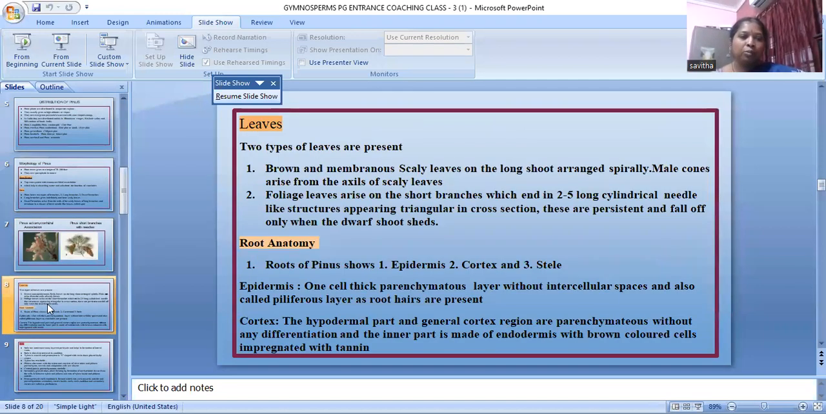When you come to the leaves, two types of leaves are present: scaly leaves and foliage leaves. Scaly leaves are membranous in structure.